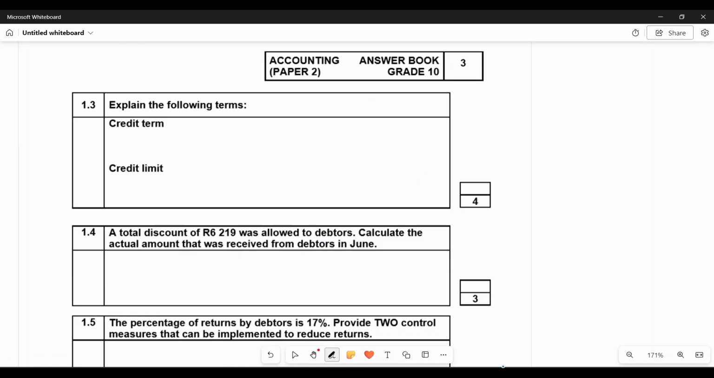1.3, we need to explain the following term. What is a credit term, right? Credit term is the amount of time a debtor is allowed to pay off his or her account, right? So this is the amount of time a debtor is allowed to pay off their account.